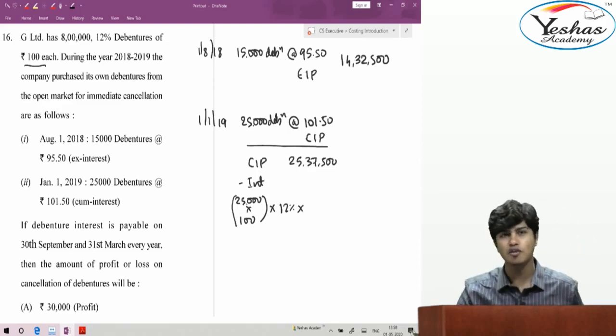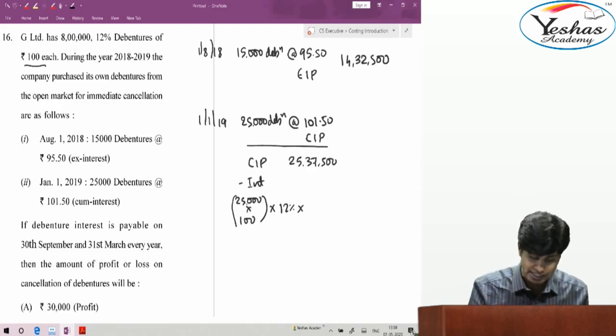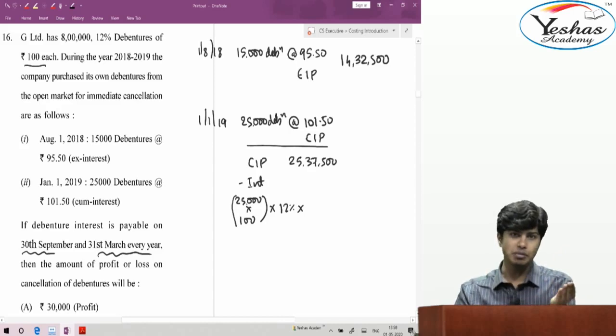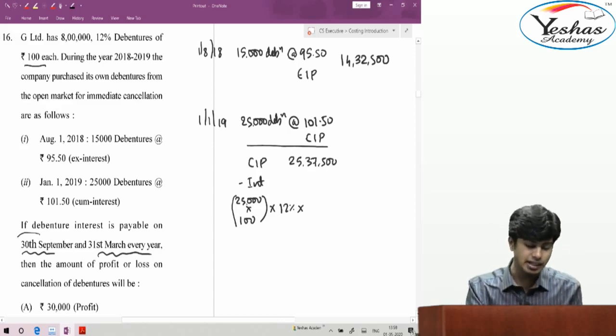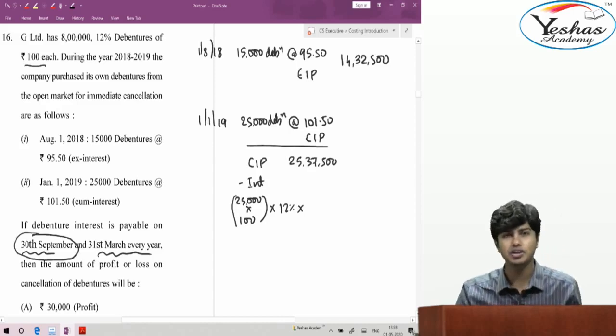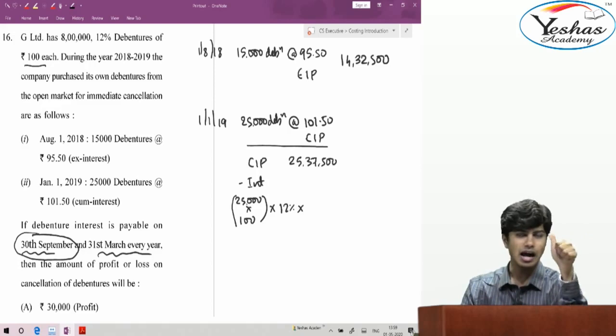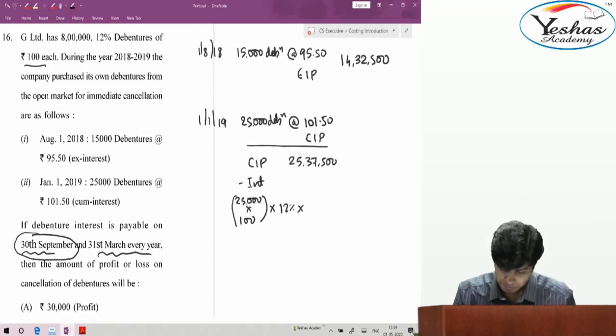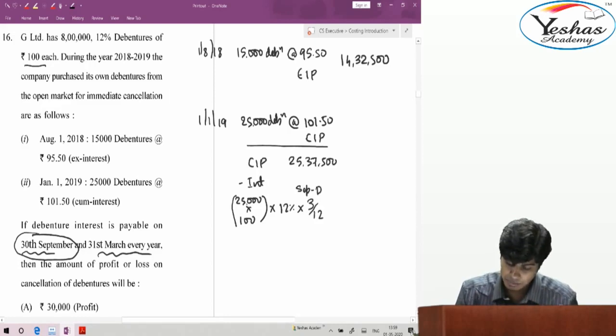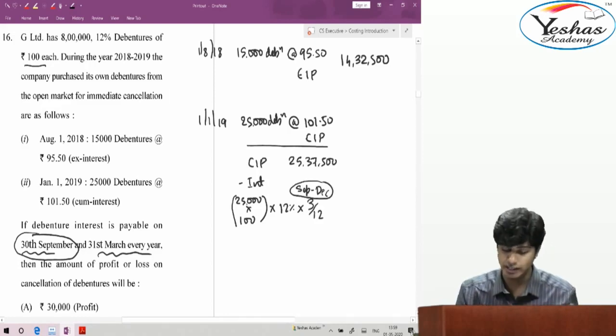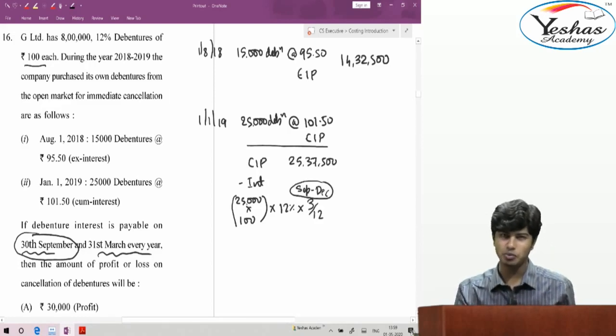Now before 1st of January, when was the last time interest was paid? Interest dates are 30th of September and 31st of March. So before 1st of January 2018, the earliest date is 30th of September. So they would have last paid interest on 30th of September. We need to compute from 30th of September to 1st of January. September month over, October, November, December, 3 months. I do it for 3 months. You get that? I can write it in more detail if you want, but I think this is sufficient.